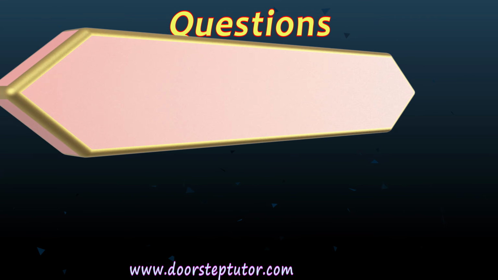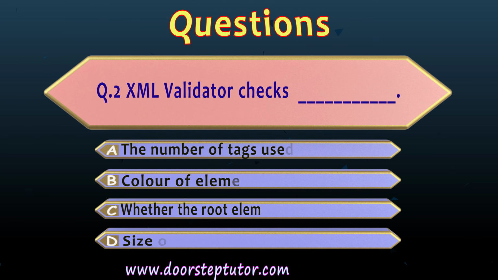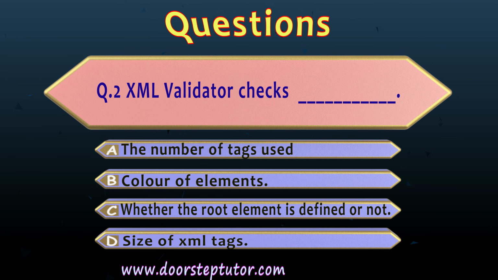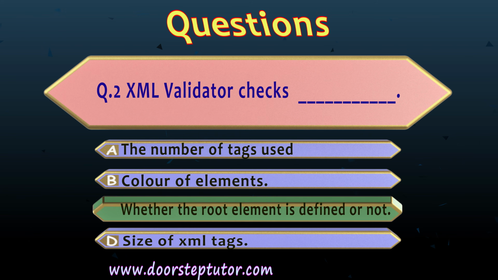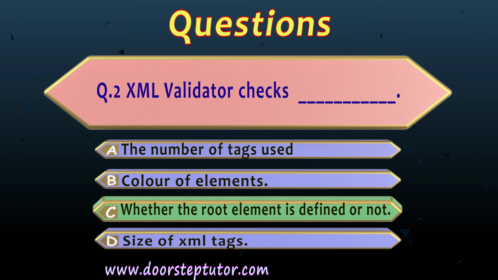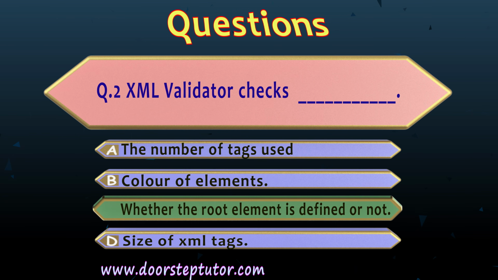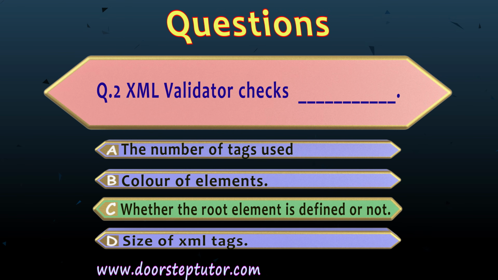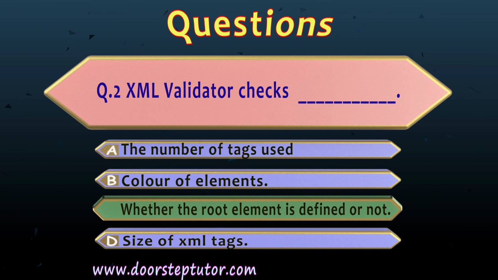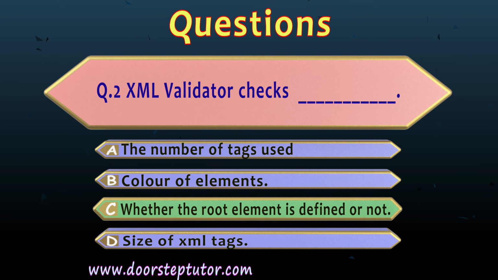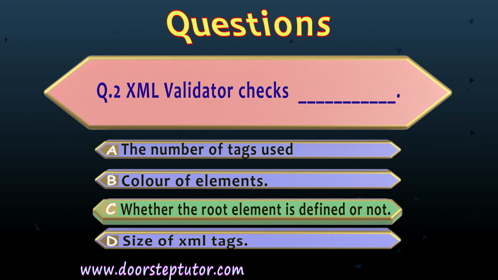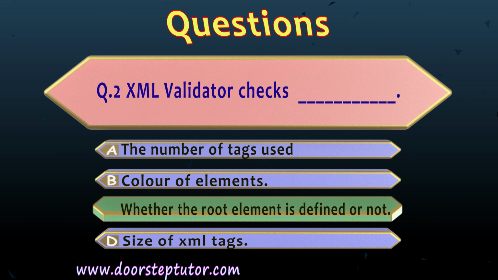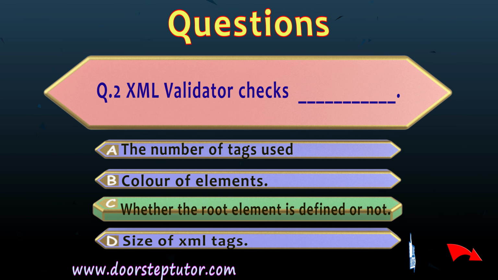Let's move to our second question. XML validator checks dash. What is the correct answer? The appropriate answer for this question is option number 3, whether the root element is defined or not. As we have already discussed, the root element is mandatory. Like the example we had taken, in which employee was the root element and the information related to the employee was inside the opening and closing tag of employee. So this was all about the introductory part of XML and some other important topics. Thank you so much.